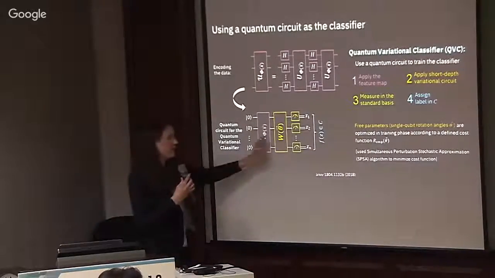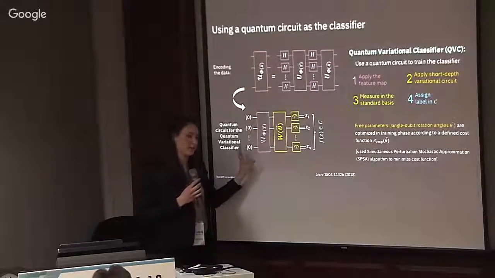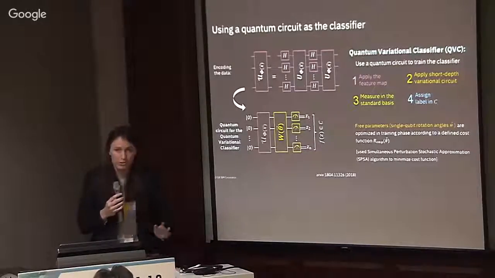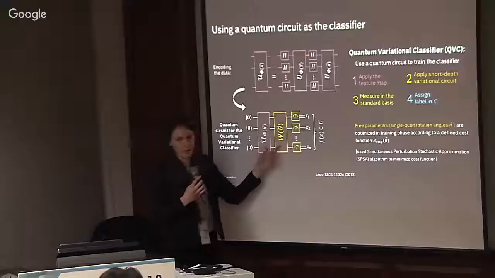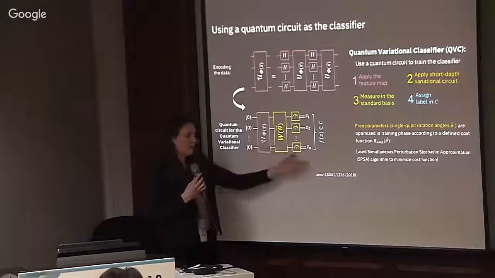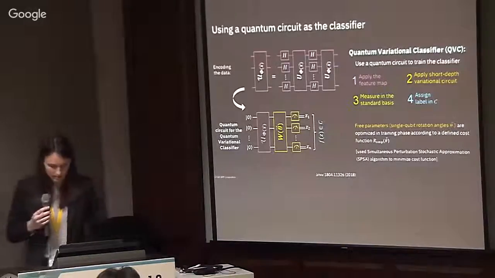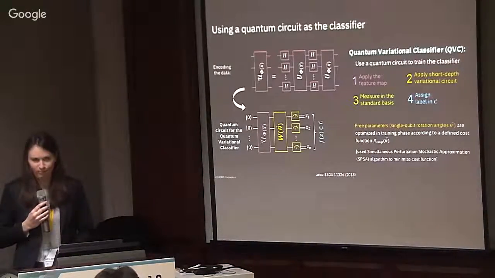So this circuit is actually directly representing your classifier. And when a new data point arrives that you don't know the label of, you run it through this circuit with your optimal parameters, and then you get an estimate of what the label should be. Does that make sense?